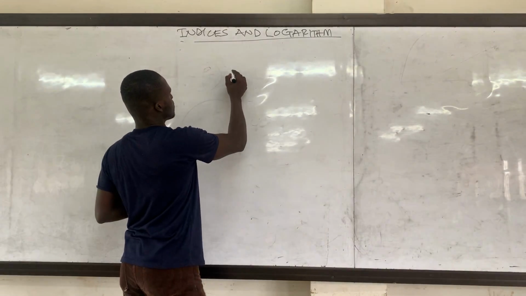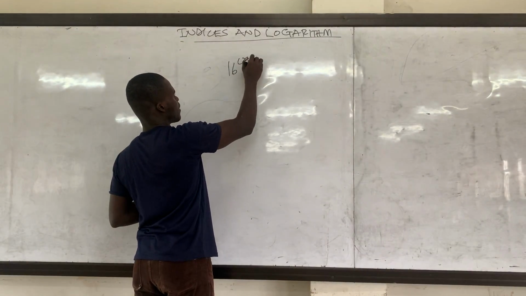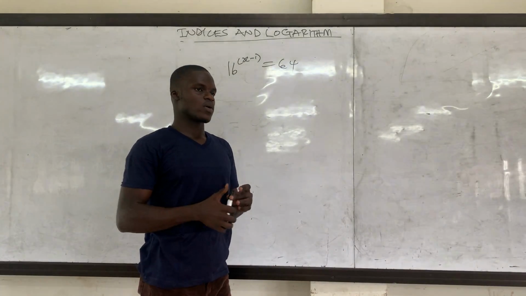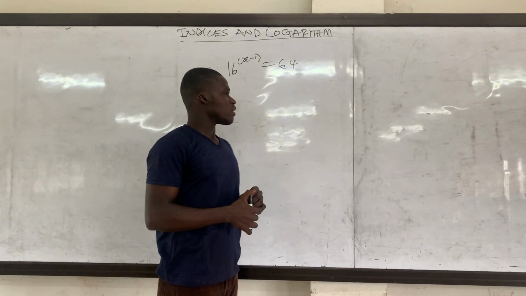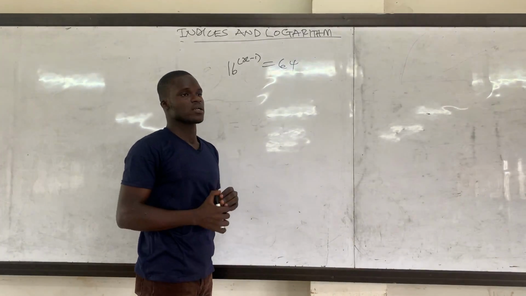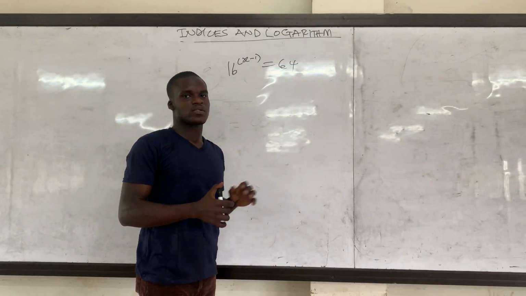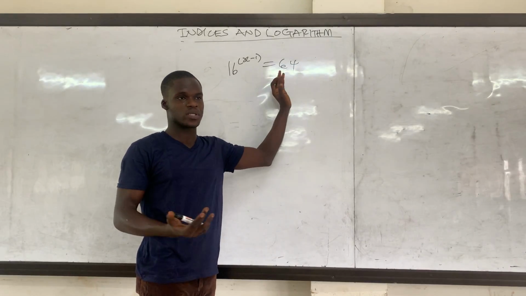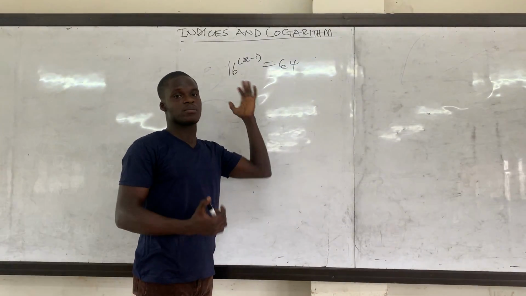Okay, so let's take something like 16 exponent x minus 1 to be equal to 64. We want to solve this question. At least you have some knowledge about how to raise these bases. What we are going to do here is try to raise 64 to base 2. We write 64 in base 2. We also write 16 in base 2.